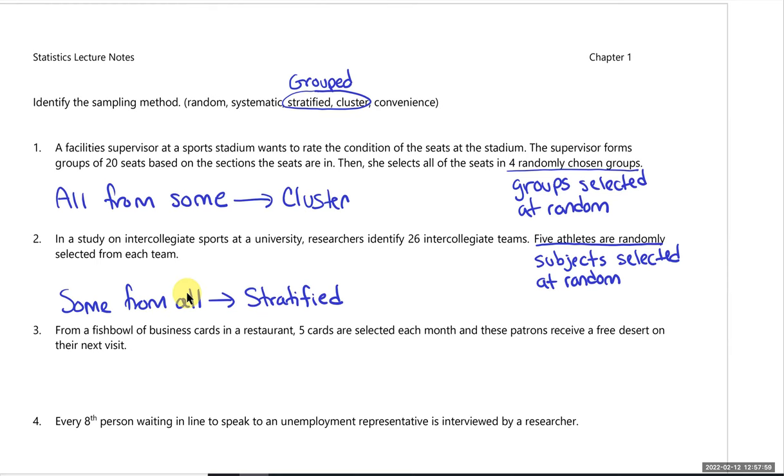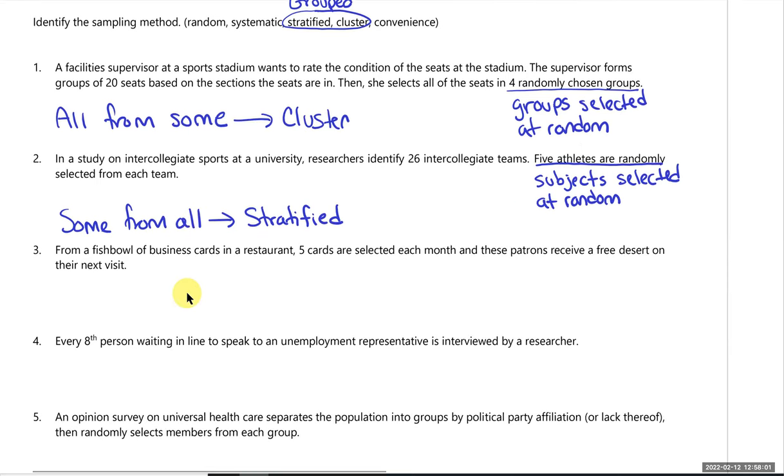Okay, so number three, from a fishbowl of business cards in a restaurant, five cards are selected each month, and these patrons get a free dessert on their next visit. So I'm going to go with random. Simple random is better, but random is fine. I just want to add though, so random, it's like names in a hat.